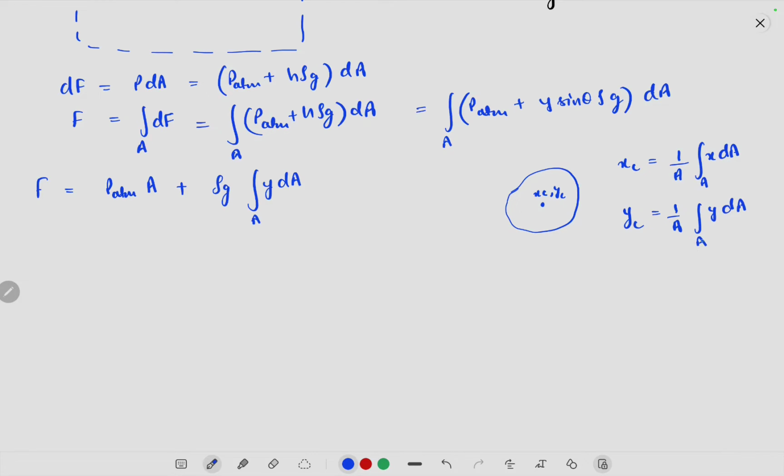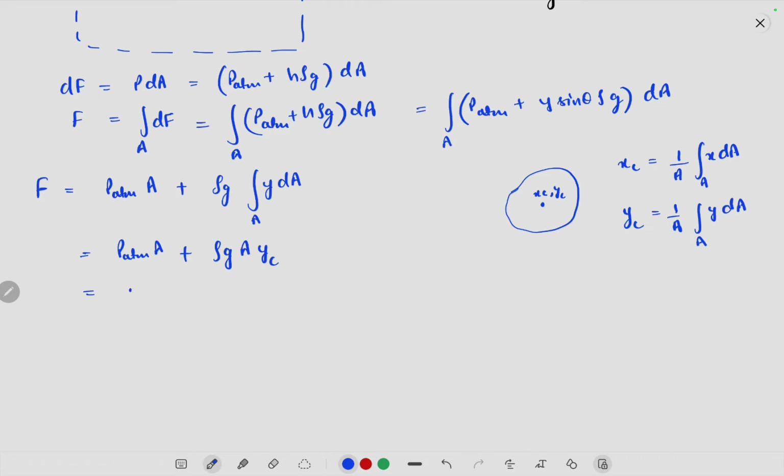So now the integral over A of y dA can be written as yc times A. So this will be written as P atmospheric A plus rho g into yc A, right? So now I have just written the force in terms of the centroid. If you are given any body whose centroid values you know, then you can immediately find the value of F from this expression.